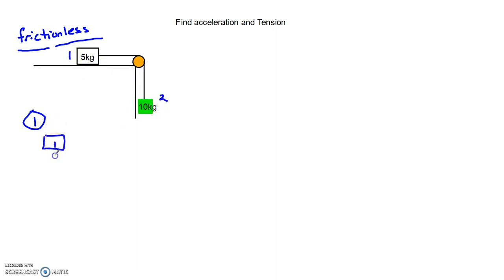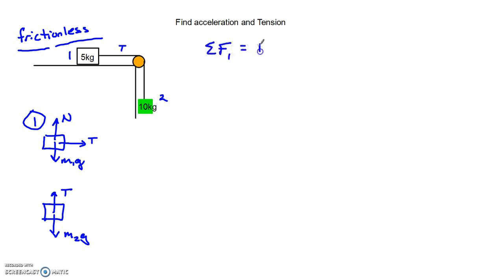So for object 1, we have M1G downward, and we have the normal force upward, and we're really not interested in that. And to the right, we have the tension. There'll be tension in this cord. For object 2, we have M2G acting downward and the tension acting upward. Sum of the forces on object 1. Tension is the only force, and so that equals M1A.